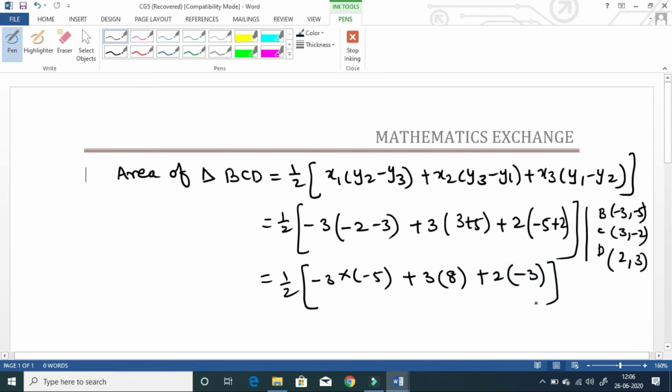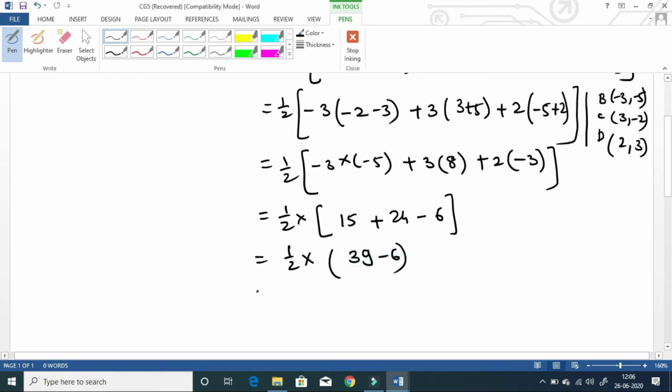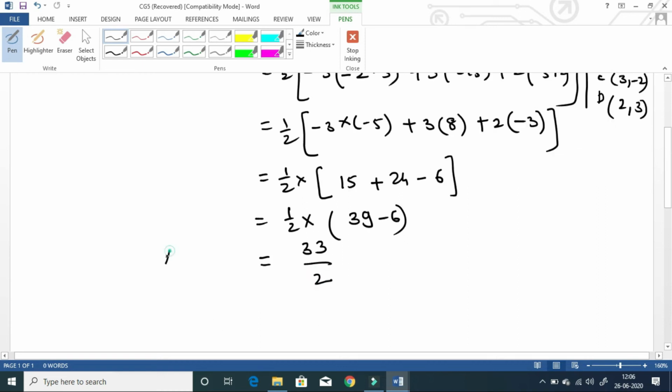is -3, bracket complete. So that is equal to half into -3 into -5 plus 15 plus 3 8s are 24 minus 2 3s are -6. 2 into -3 is -6. So half into 15 plus 24 is 39 minus 6. So that is equal to 39 minus 6 is 33 upon 2. So this is the value for area of triangle BCD, that is equal to 33 by 2 square units.